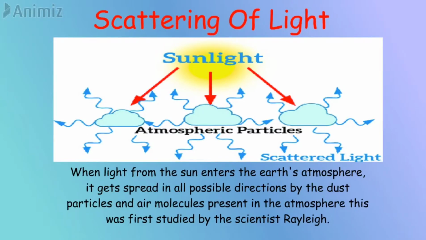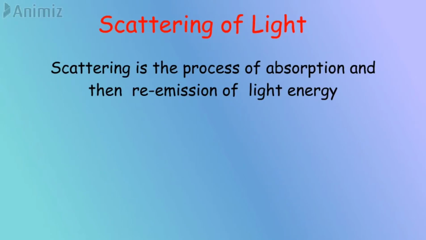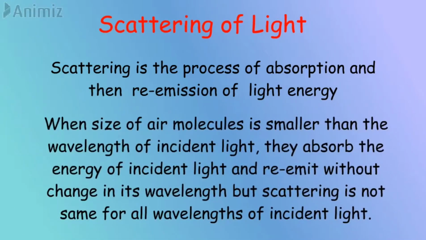Now, what is the effect of this scattering of light? Scattering is the process of absorption and then re-emission of light energy. So it is absorbed and re-emitted. When the size of the air particle is smaller than the wavelength of the incident light, they absorb the energy of incident light and re-emit it without changing its wavelength.